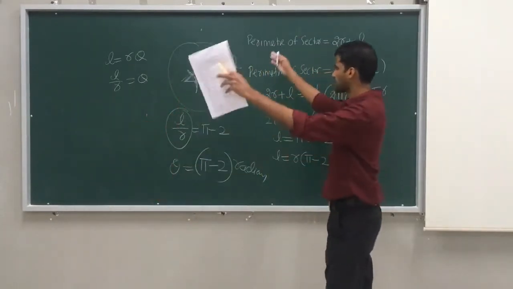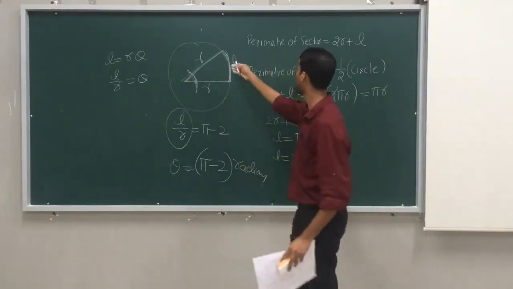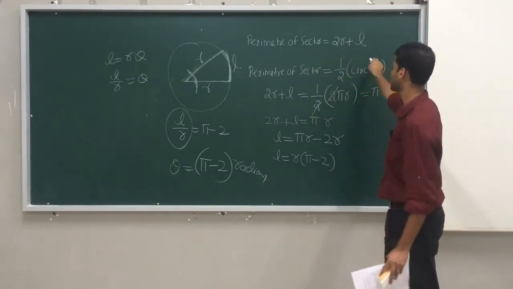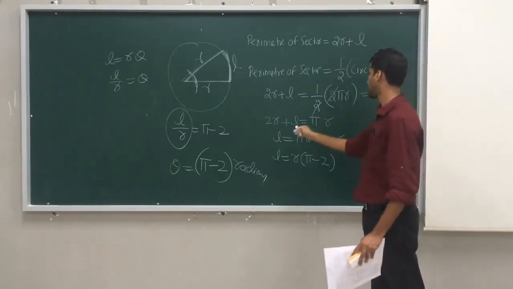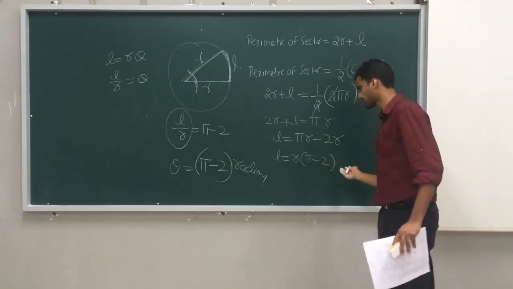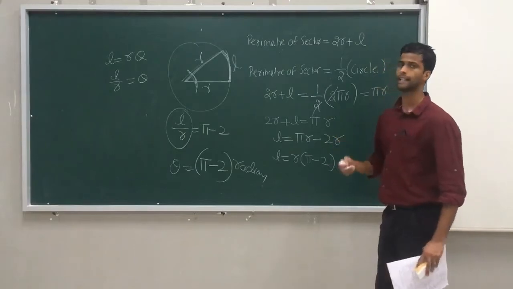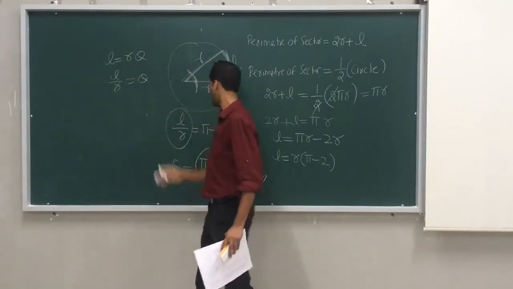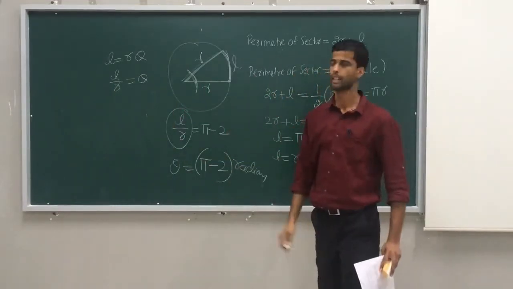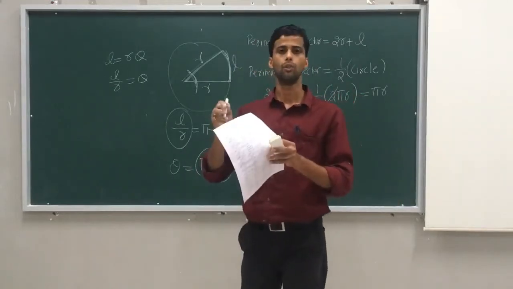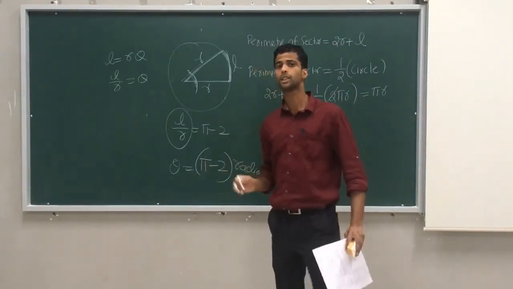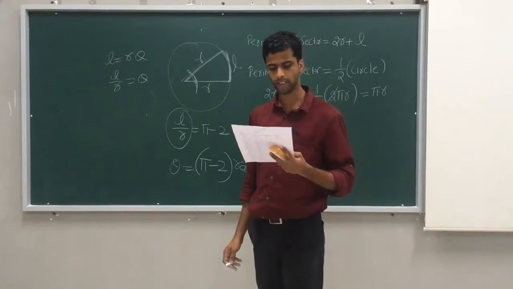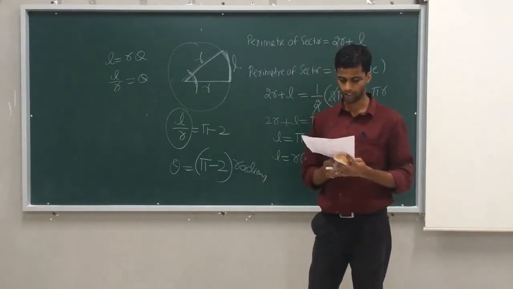So what I did, I considered one circle, and as per the given data, I framed my answer. I got that 2r plus L is the perimeter of the sector. The whole circle perimeter is 2 pi r. I cancelled and simplified, bringing some terms across to make the calculation easy, because I need the circular measure, that is theta. L by r equals theta, so theta equals pi minus 2 radians. Therefore pi minus 2 is the angle when the perimeter of a sector is equal to half of the circle. It is option C, so C is the right answer for this question.